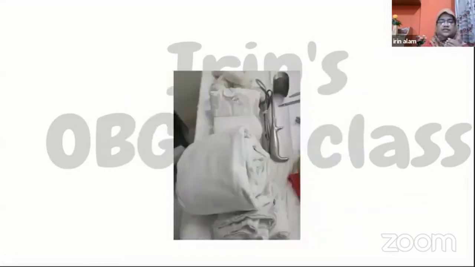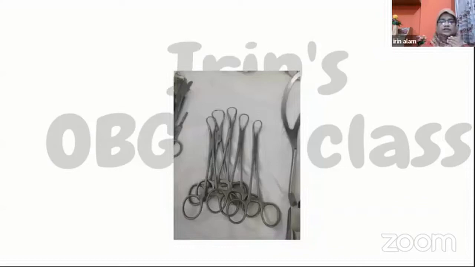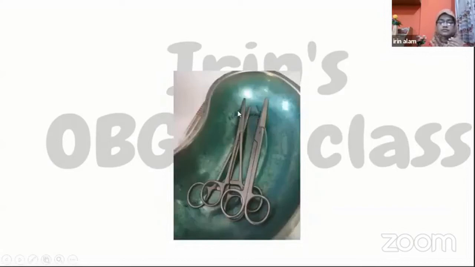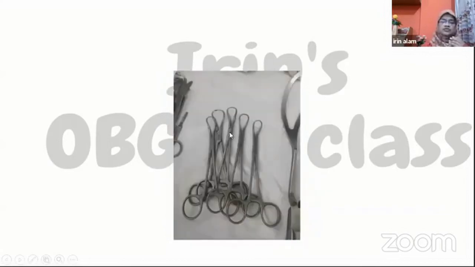These are the mop, these are the draping sheets, these are the towel clips. Towel clips are used during draping. This end helps to attach the draping sheets with one another. There are other uses also. During myomectomy operation, we can hold the myoma with this towel clip.